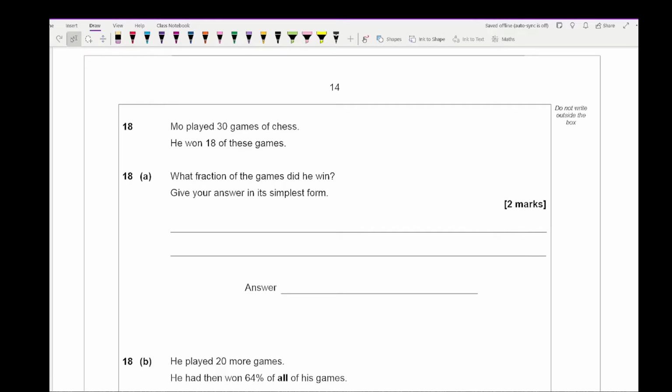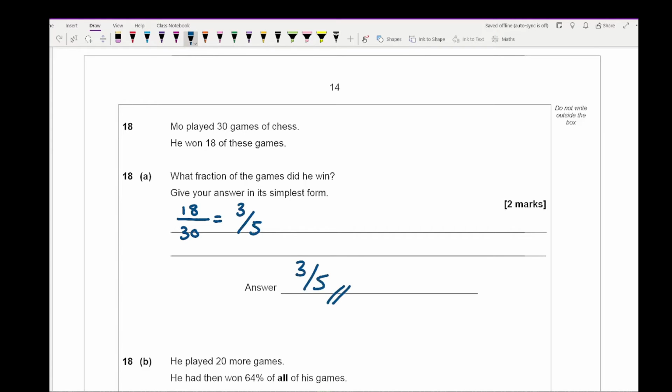Then moving on to question 18, it says Mo played 30 games of chess. He won 18 of these games. What fraction of games did he win? Give your answer in its simplest form. So for this, we're doing Mo won 18 out of 30. So this is the fraction that we then need to simplify, in which we divide both numbers by 6, which gives us 3 over 5.